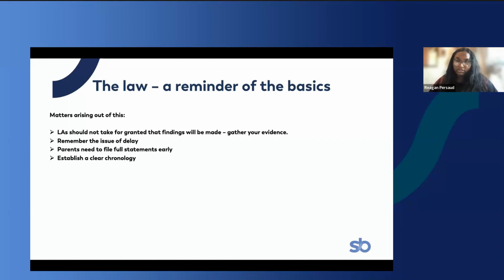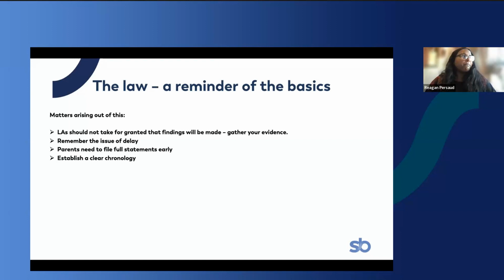My view on this as a practitioner is, the moment you realize that there is more information that needs to be before the court, ask for permission and file an addendum statement, and have the parent explain in it, I didn't realize this was important, or I've only just thought about this, or I didn't say it before for X reason. Again, it is important for the purposes of credibility that those issues are flagged early on.